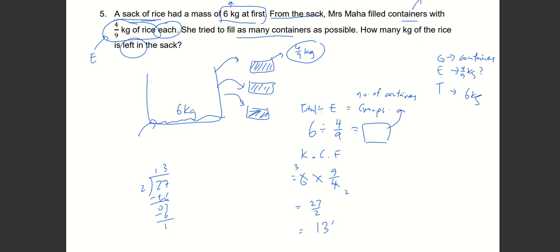13 and a half, right? 13 times 2, 26. 13 and a half. So this mixed number here is telling me that I have 13 full containers, 13 containers, and the half actually means half of a container. So the 6 kilograms of rice enables Mrs. Maha to fill up to 13 full containers. Then the very last container only gets filled halfway.